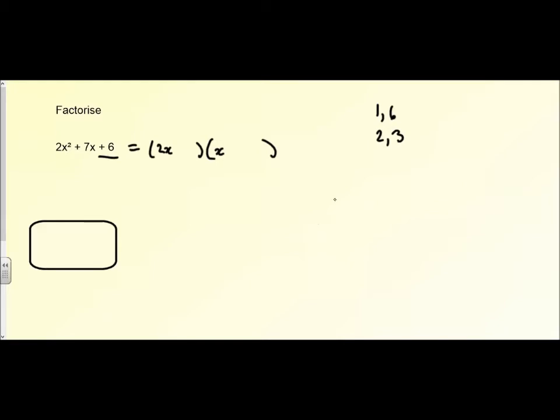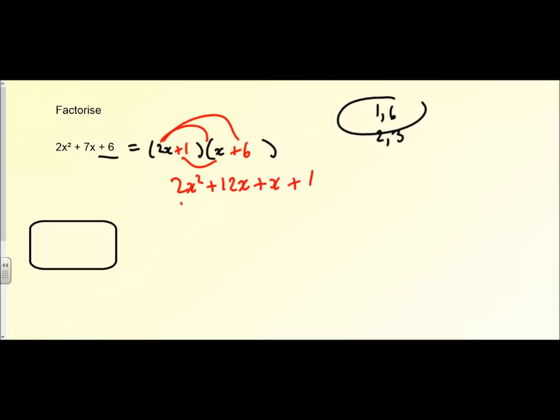There's no other possibilities, and we might be mistaken in thinking that that's the correct answer because 1 and 6 adds together to get 7. Let's just show why that doesn't work. If I were to put plus 1 and plus 6 in here, and try expanding that. That's the 2x squared that I need. Now then, 2x times by 6 gives me the 12x, and then 1 times by x gives me another x, so I've got 2x squared plus 13x plus 6. I've got 13x here and not 7. Okay, so it's not that one.